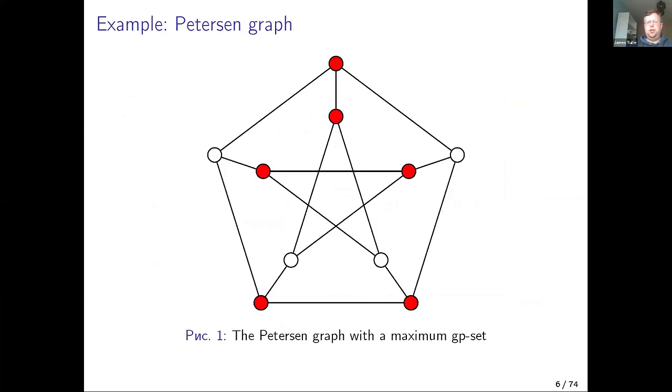Okay, let's look at an example. Here's the famous Petersen graph, and here is the largest possible general position set, the red vertices. Of course, it's the Petersen graph, so it has diameter 2. Between any pair of vertices, if we look at the shortest path between them, there's not another red vertex on that path. If you can see my cursor, for example, if we look at these two red vertices and the unique shortest path between them, the vertex in the middle is not red.